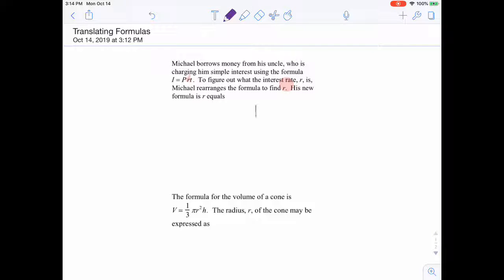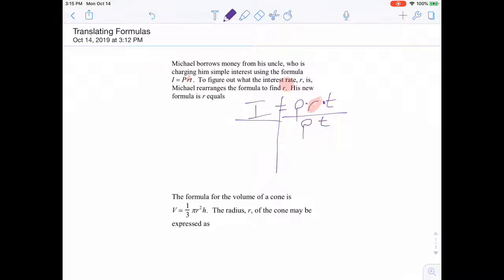Okay, I'm just going to rewrite the formula here. I equals PRT. So we have to use inverse operations to get the R value by itself. Our goal is to get this guy alone. We have to understand what's happening between the different variables here. So P, R, and T, letters that are next to each other, are being multiplied. If I use the inverse operation of multiplication, I would be dividing. So since I'm trying to get R by itself, I could divide by P and T at the same time.